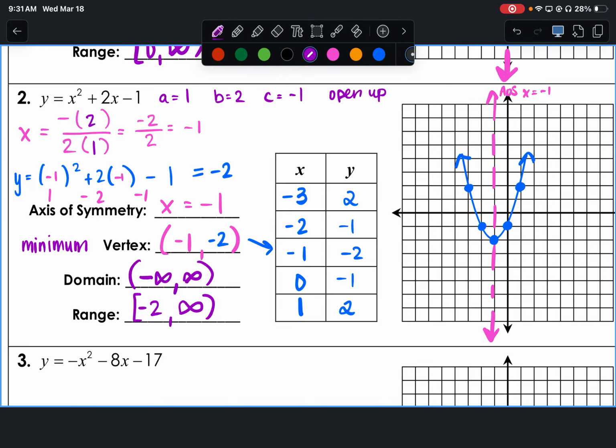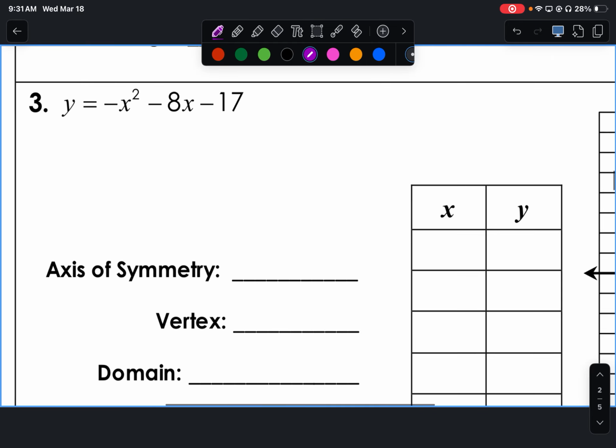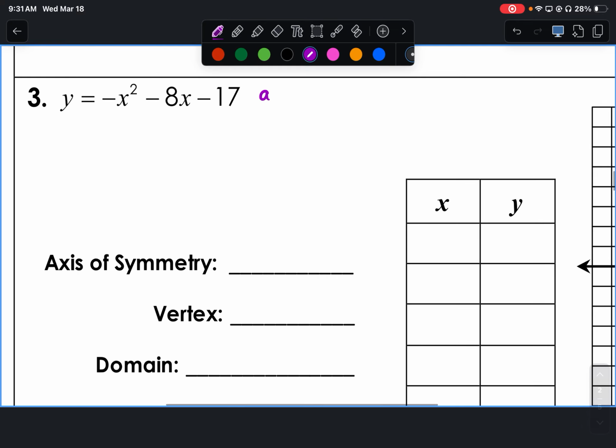All right, question 3. For question 3, we're again going to start with our A, B, and C term. What is our A term? -1. What is our B term? -8. What is our C term? -17. Is this going to open up or down? It's going to open down because our A is negative.